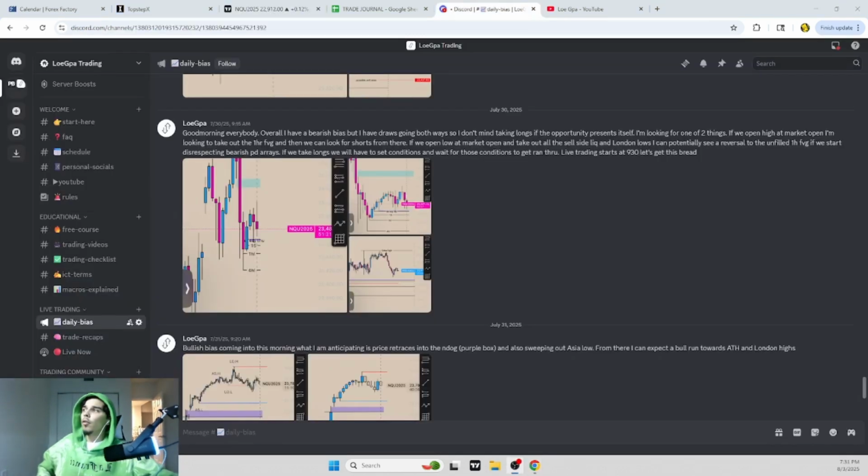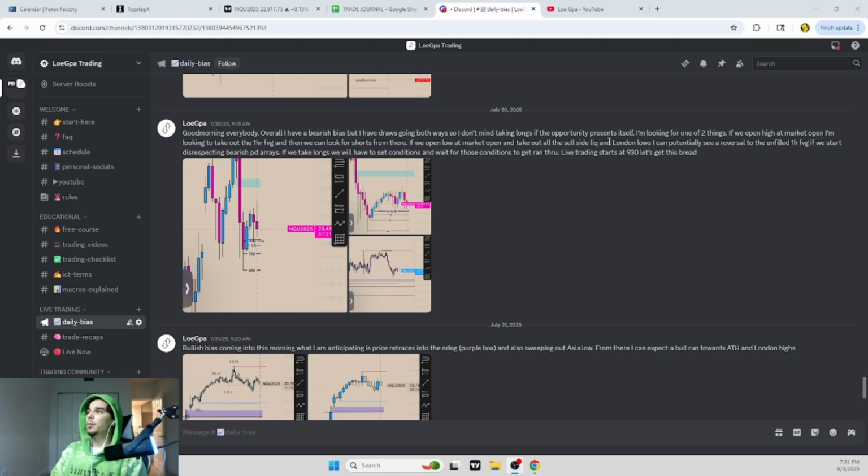All right, so moving on over to Wednesday, here was my daily bias, right? Good morning, everybody. Overall, I have a bearish bias, but I have draws going both ways, so I don't mind taking longs if the opportunity presents itself. I'm looking for one of 2 things. If we open high at market open, I'm looking to take out the 1-hour fair value gap, and then we can look for shorts from there. If we open low at market open, take out all the sell side liquidity and London lows, I can potentially see a reversal to the unfilled 1-hour fair value gap.